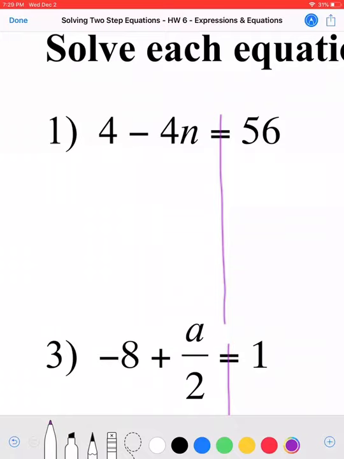Good morning, guys. So you had two-step equations yesterday in math. I live with the math teacher, so I know what's going on, even though I'm quarantined. So just remember that, okay?